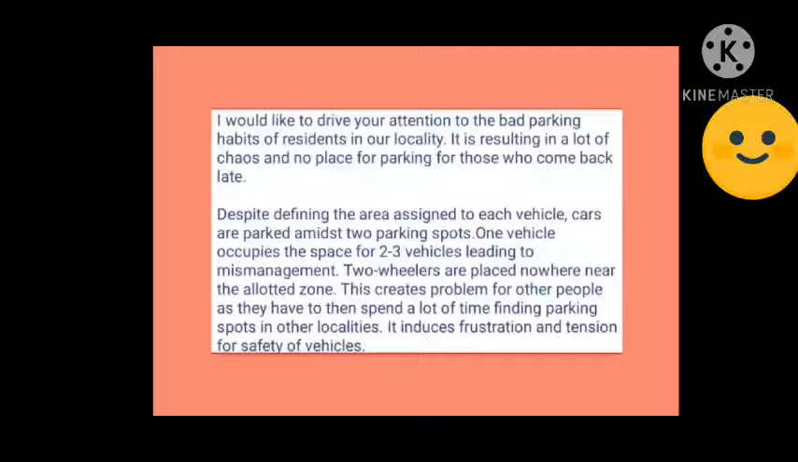It is resulting in a lot of chaos. What's the meaning of chaos? A great disturbance or disorder. A great confusion or irregular order or disorder. And there is no place for parking for those who come back late. Despite defining the area assigned to each vehicle, cars are parked amidst 2 parking spots. One vehicle occupies the space for 2 to 3 vehicles, leading to mismanagement. 2-wheelers are placed nowhere near the allotted zone.